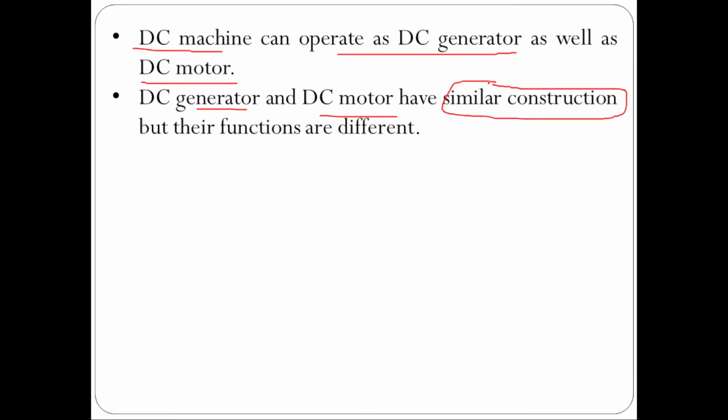Their function is different. What is the function of a generator? It converts mechanical energy to electrical energy. A motor converts electrical energy to mechanical energy. That is the function. The function is different, but their construction is the same device.